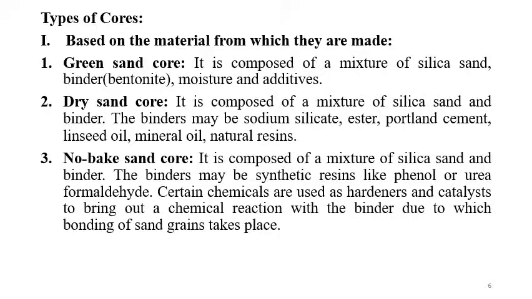A baked sand core is composed of a mixture of silica sand and binders. The binders may be synthetic resins like phenol or urea formaldehyde, and certain chemicals are used as hardeners and catalysts to bring about a chemical reaction with the binders, due to which bonding of the sand grains takes place. Instead of baking, the synthetic resin binders and certain chemicals are used to harden the core.